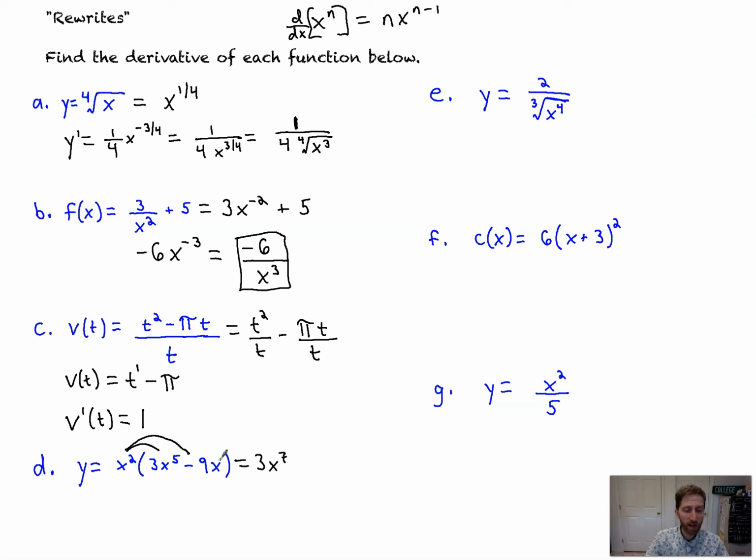And then x squared times 9x is minus 9x to the 3rd, because x squared times x is like doing 2 plus 1 in the exponents, x cubed. Again, we're not done yet.